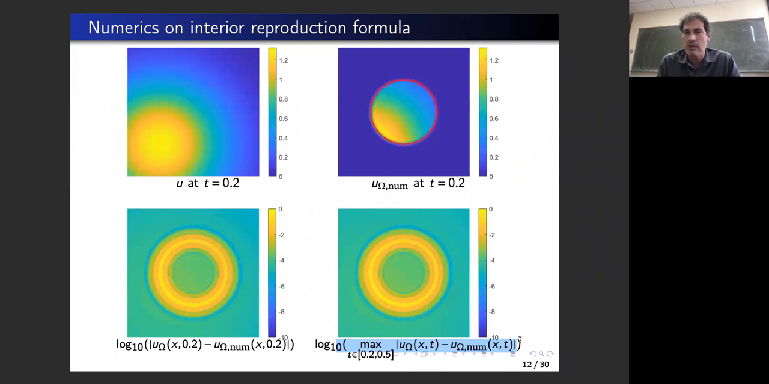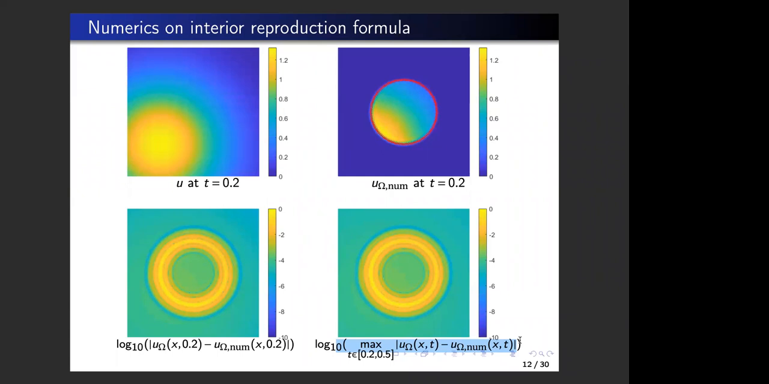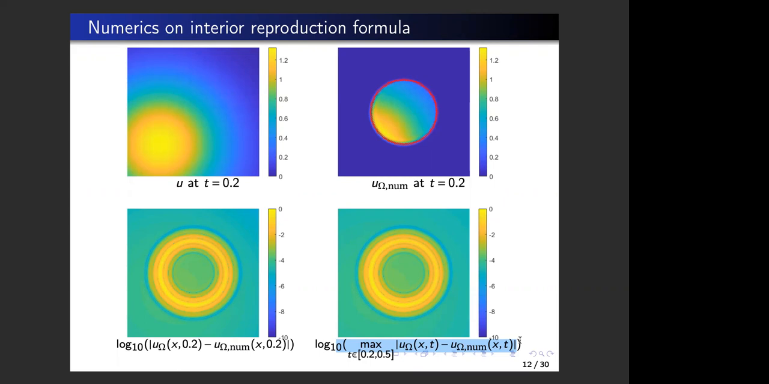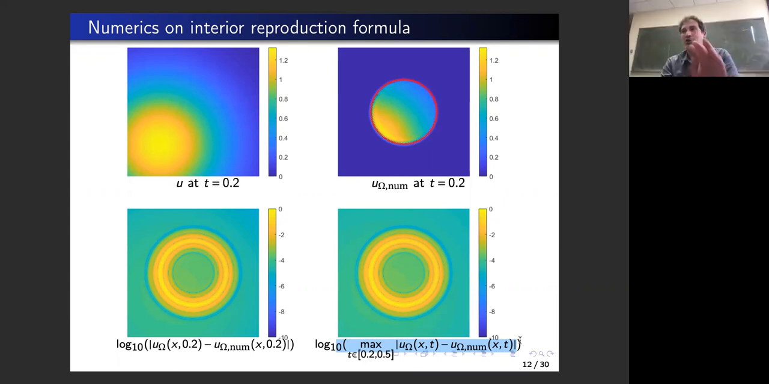Does that answer your question? I'll have to think about it. Okay, so think of this as movies, and I'm just showing you one frame of the movie here, and the error between one frame of the movie and what I should be getting. That's this, and this one here is really the error on a bunch of frames in the future, from 0.2 to 0.5.